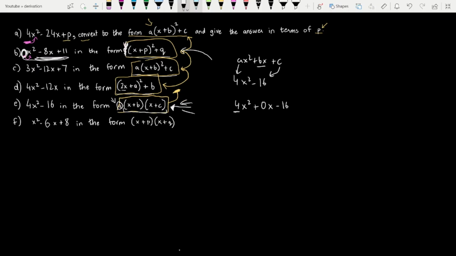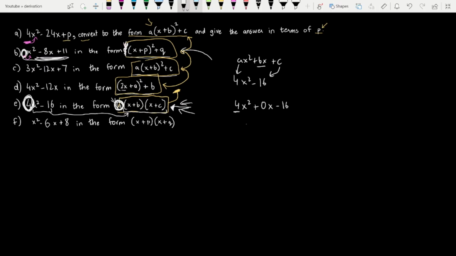If you come over here to part number E, they're actually putting an a over here. So what does that a even mean? That basically means that you're supposed to take this 4 common, and then you're supposed to make the brackets out of this x squared minus 16 term, and you're supposed to take that 4 right over there common. And that 4 is going to become your a. I'm just going to show you guys how that works.